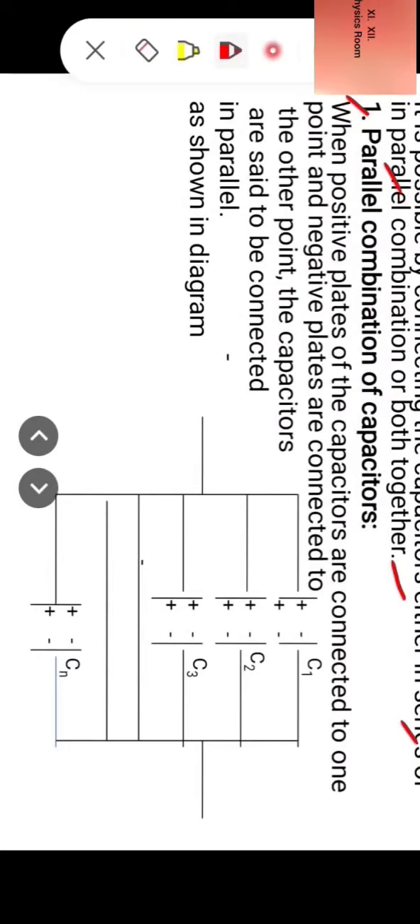When positive plates of the capacitors are connected to one point and negative plates are connected to the other point, the capacitors are said to be connected in parallel as shown in diagram. In the diagram you can see the positive plates of capacitors C1, C2, C3 and Cn are connected to one point and negative plates are connected to the other point. So these capacitors are connected in parallel.